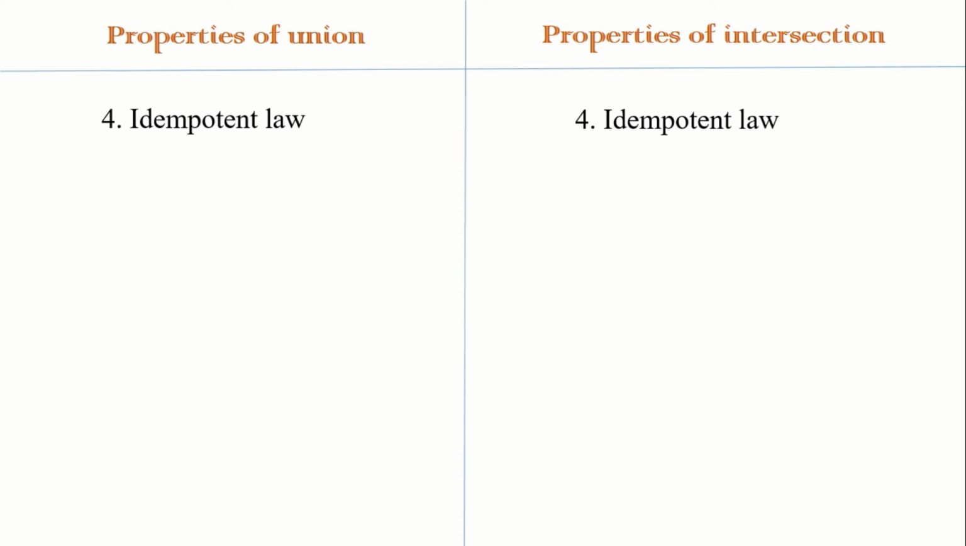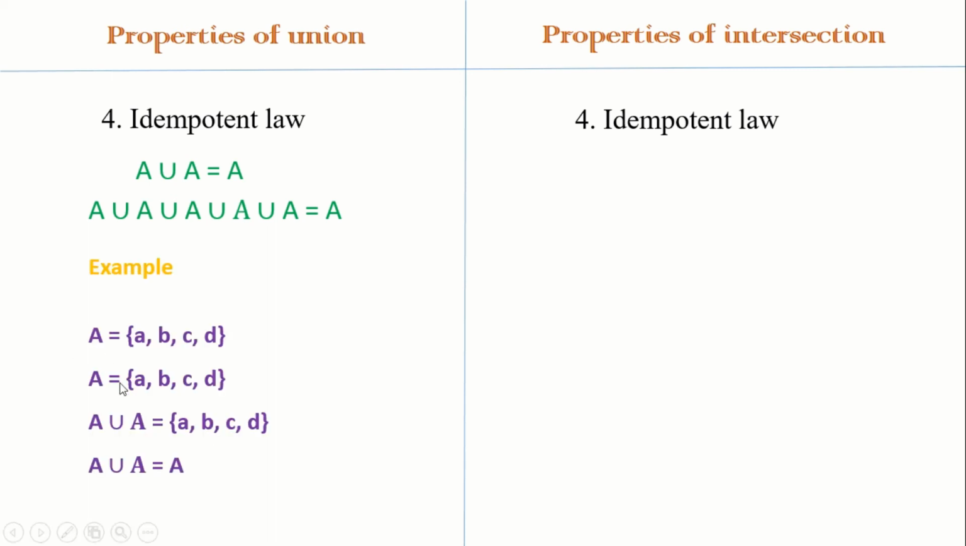But here in set theory, idempotent means the union and the intersection of any set with itself will return the same set. Here we have A union A is the set A. We can see that carrying out the union operation again and again on the set A with itself will lead to the same set A. Here we have one example: the set A consisting of the elements a, b, c, d, and we are taking the union of the set A with itself. So again it has the elements a, b, c, d. So we have A union A is the set A.